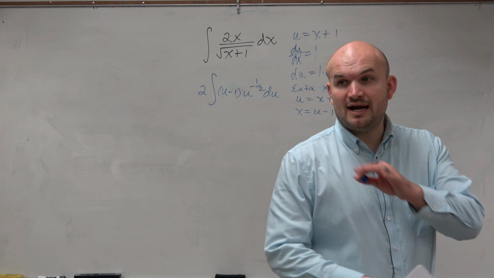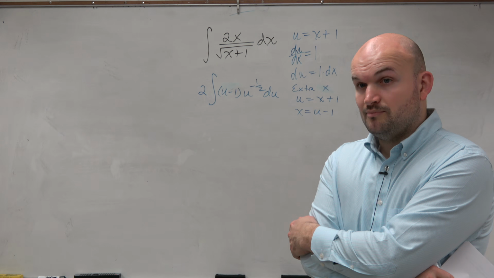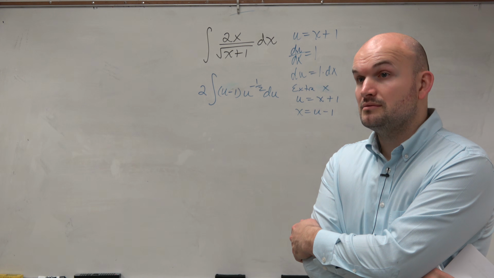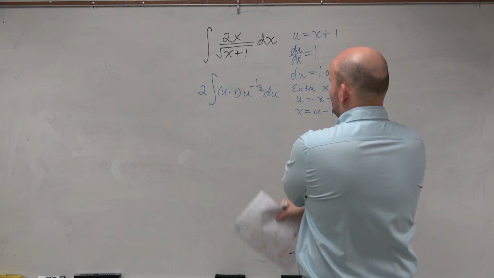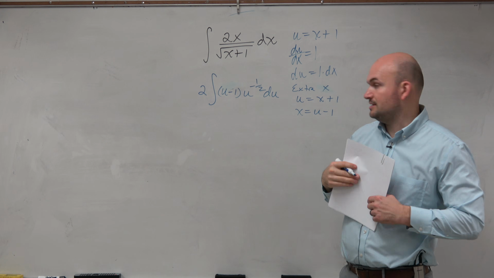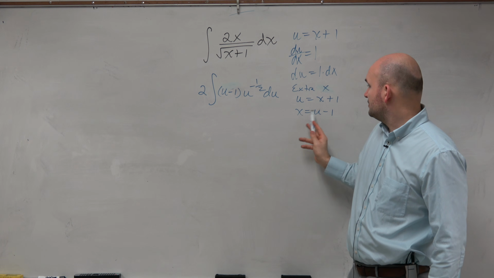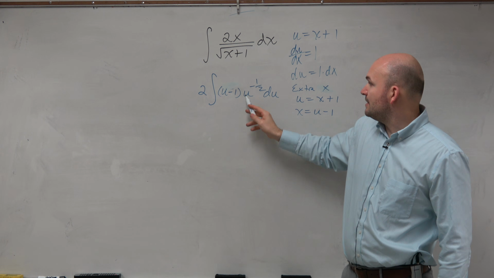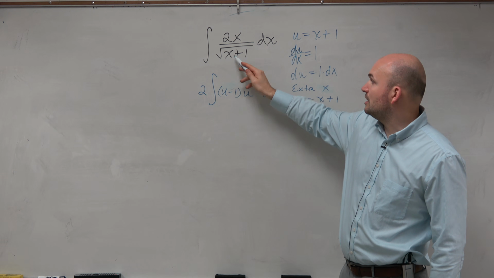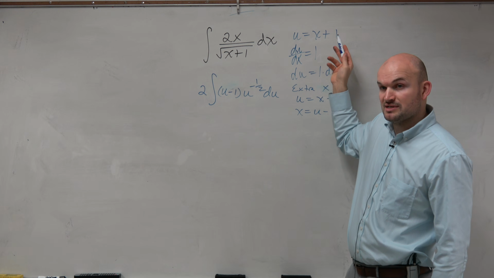Now, let's make sure that I have represented that problem correctly based on the substitution. Do I have everything covered? I just took the 2, that constant multiple, out because we don't really need it till the end. I represented x with u minus 1. And then 1 over the square root of x plus 1, I'm rewriting as u to the negative 1/2, where u equals x plus 1.